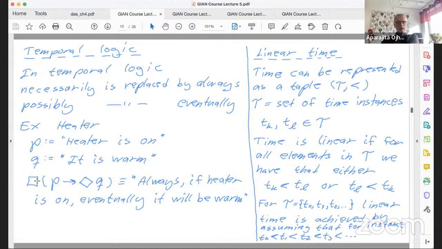So these two operators, always and eventually, are the main contribution into two specific temporal logic systems or languages. One is called linear temporal logic, and the other one is called computational tree logic, CTL and LTL. So we start with the linear temporal logic. And then the question is: linear time.